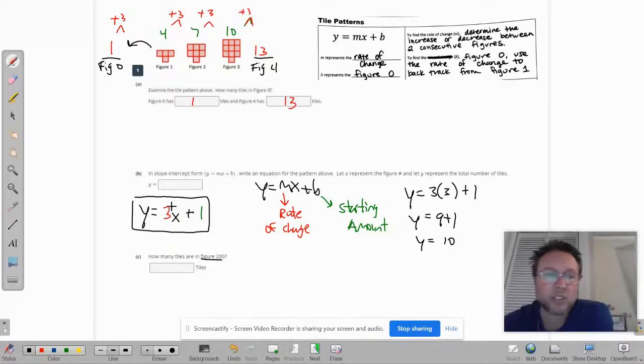So that's a way that I could check to make sure that I have the correct formula. We call it a couple of things. We call it a shortcut. We also call it the rule.